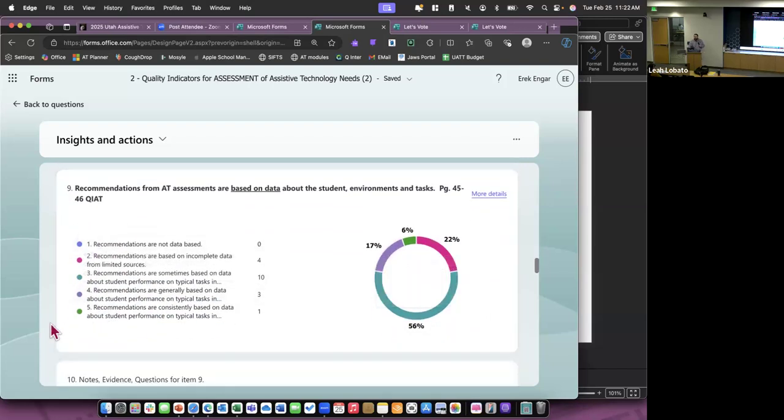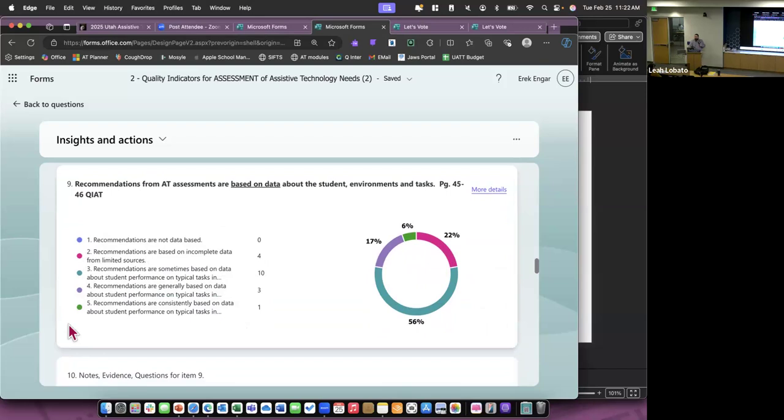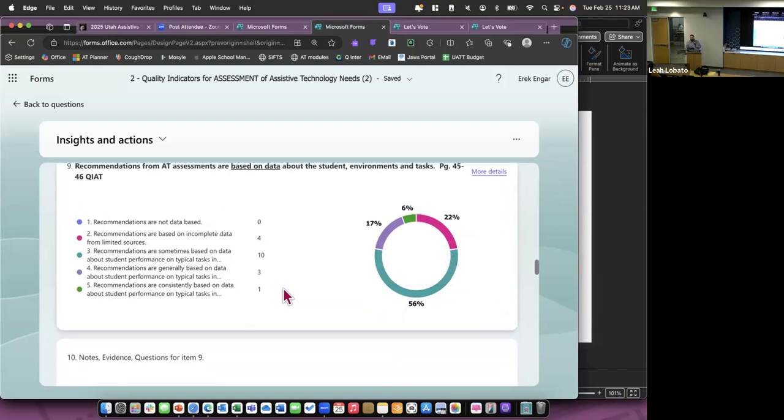The recommendations are based on data about the student's environment and tasks. So again, it looks like most of us are using good data to make those decisions. More of us are struggling a little bit more on this one. And then we have 3 teams that are doing a really good job because they're generally based on data about the student's performance and in those customary tasks. Okay.